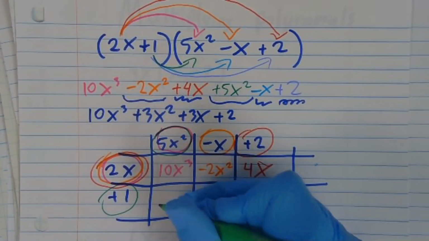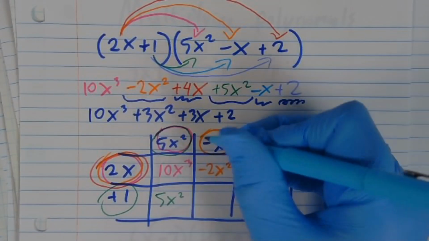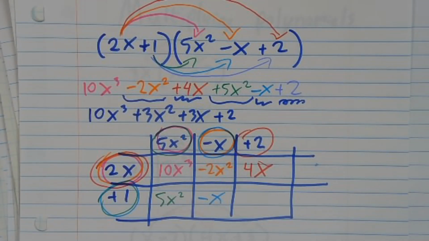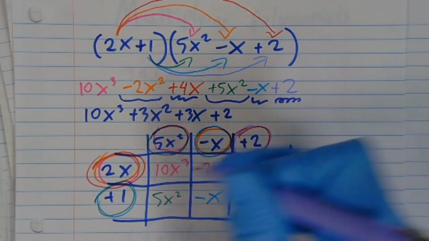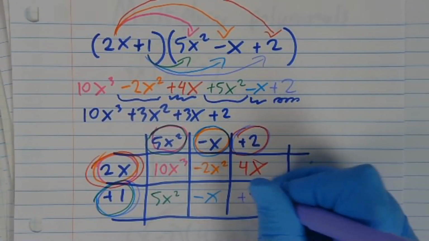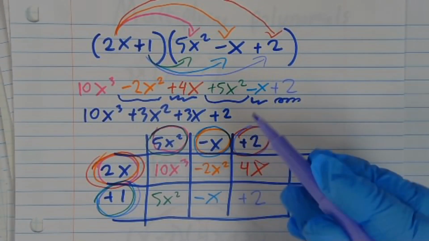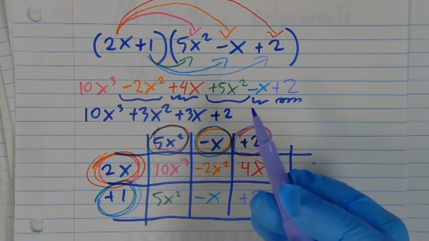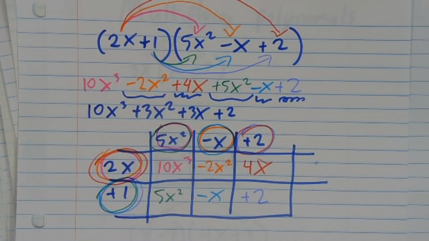5x squared times 1 is going to be 5x squared. Negative x times 1 is going to be negative x. And 2 times 1 is going to be 2. So I got the same things as I did before, but here it's much easier to see that I got all 6 of them, whereas I could easily make a mistake and only get 5 of them here and not necessarily notice. And particularly if I had a 3 times 3, where I had both as trinomials, so I had 9, that's when I would really start needing a tool like this.